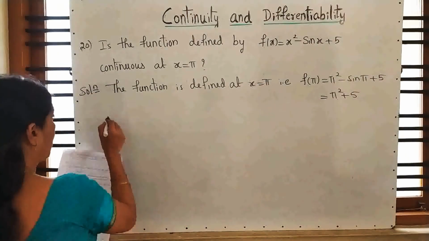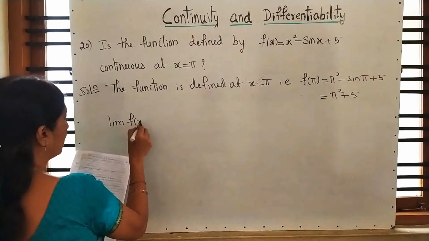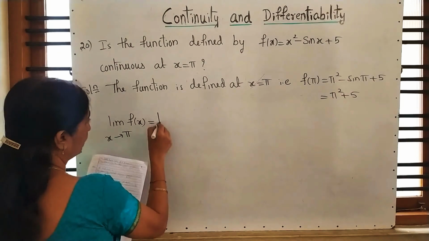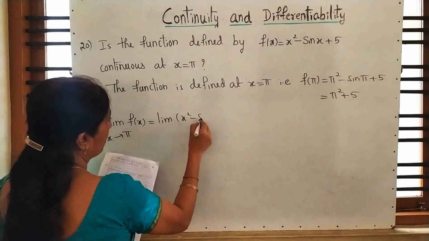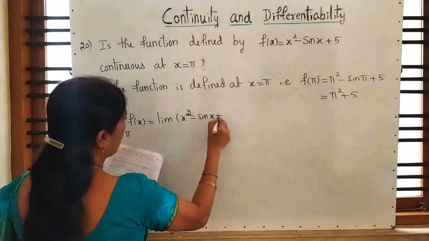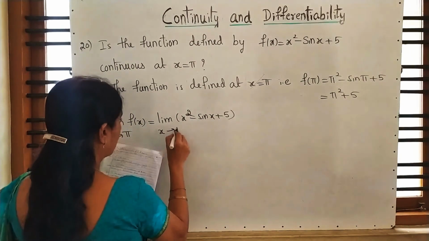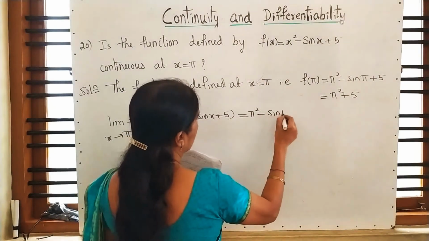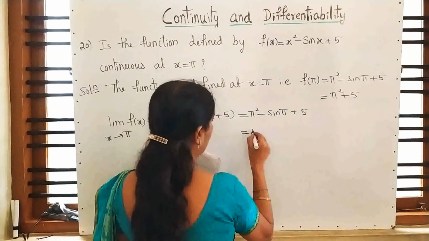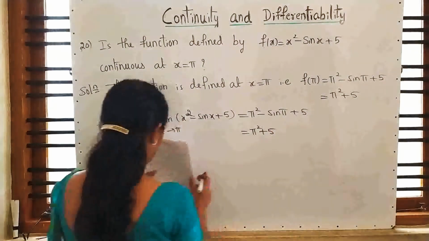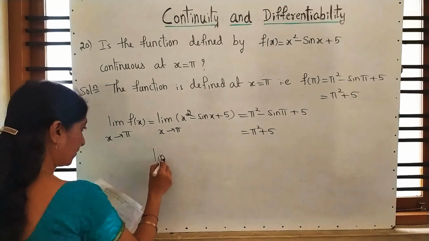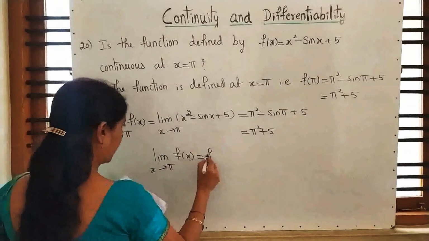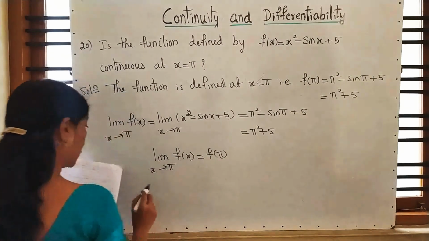Yes. And see the calculation of the limit. Here we are not calculating left hand and right hand limits, only limit f of x. Limit of x square minus sin x plus pi as x tends to pi. This is pi square minus sin pi plus pi. Our answer is pi square plus pi. And our conclusion is what? Limit f of x as x tends to pi is f of pi. See, is the function continuous or what?